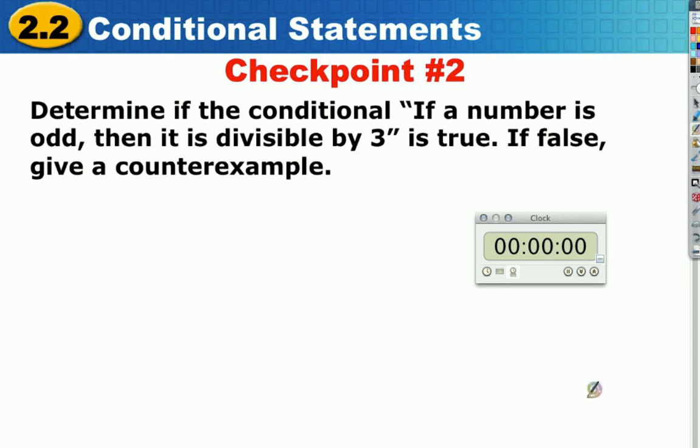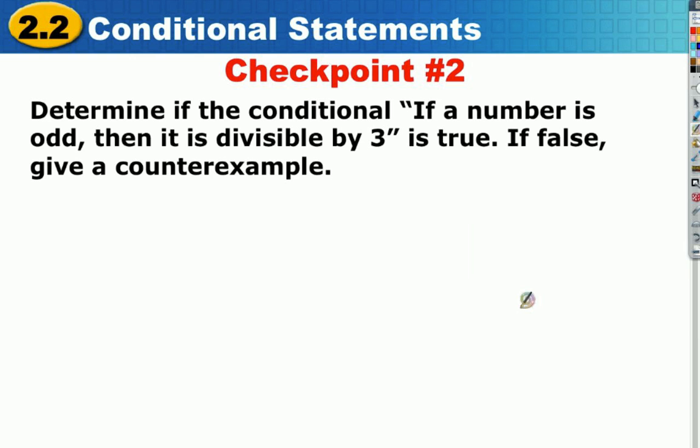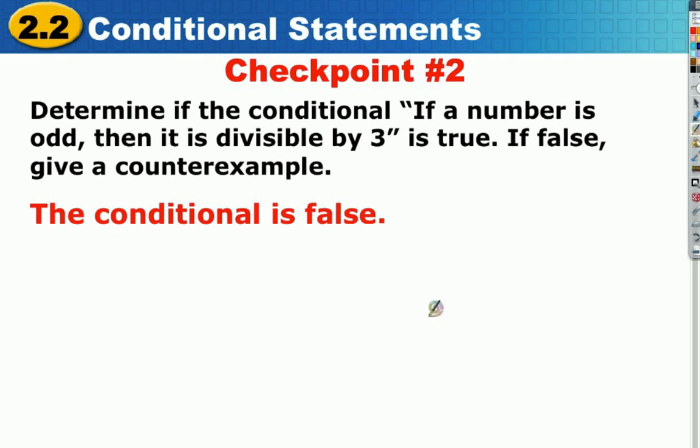Okay, so let's survey the class. Give me a thumbs up if you think the conditional is true. Thumbs up if you think it's true. So everybody thinks it's false. The conditional is false, but now you need to prove it by giving a counterexample. What was your counterexample? We'll start with Feng, and then Anne, and then Alyssa, and then we'll come up here if we need more help.